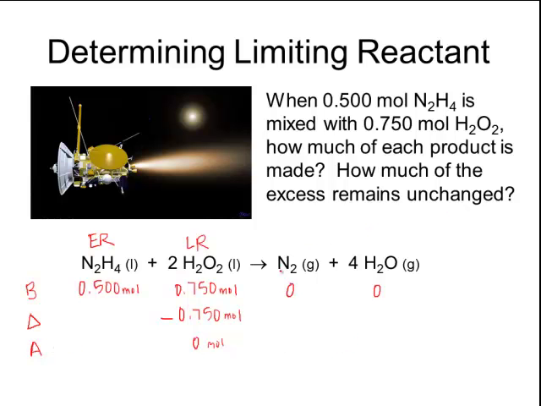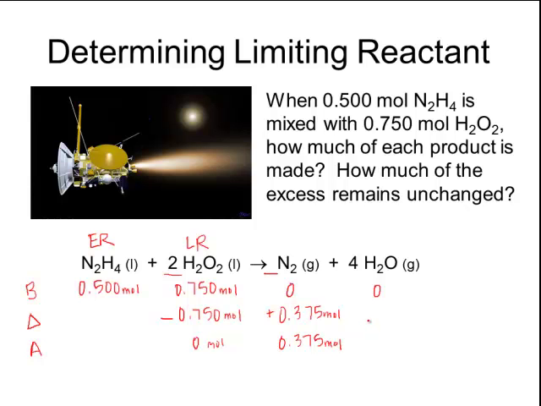The amount of nitrogen that can be made can be determined using the limiting reactant. There's a 1 before the nitrogen, and there's a 2 before the hydrogen peroxide. So for every 2 moles of hydrogen peroxide, I will make 1 mole of nitrogen, which is half as much. So I'm actually going to make 0.375 moles of nitrogen. So afterwards, I'll have 0.375 moles of nitrogen that is produced.